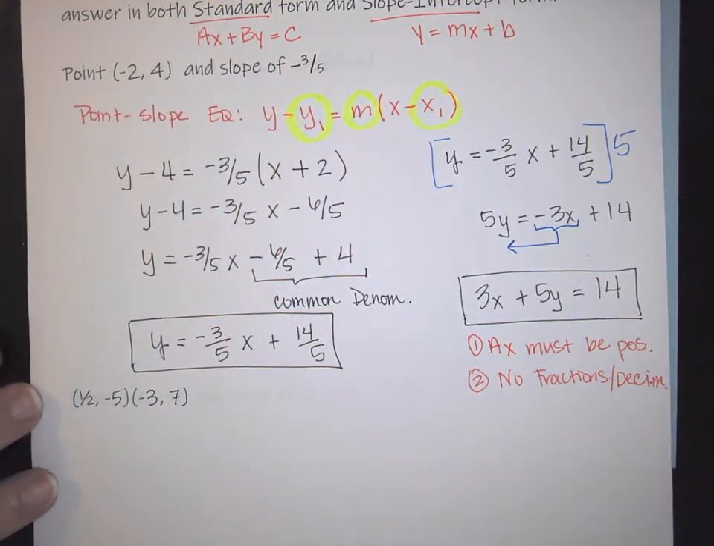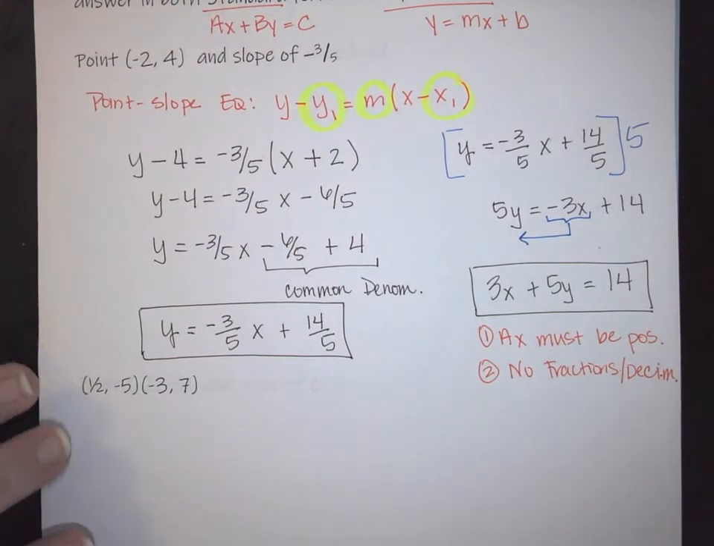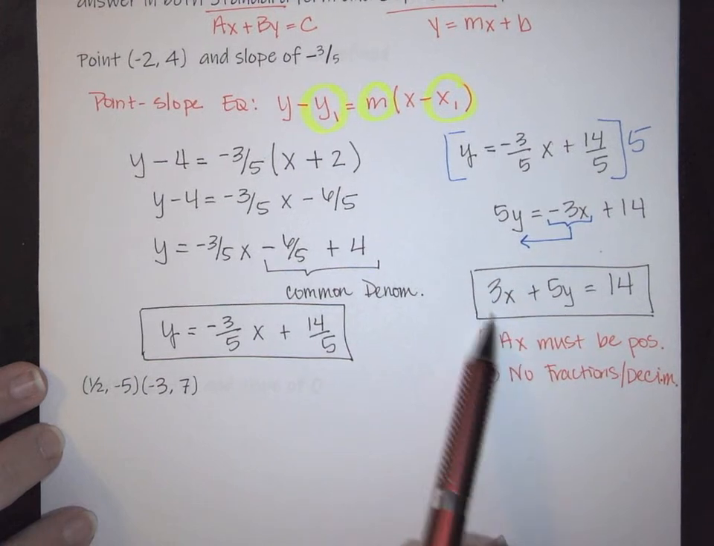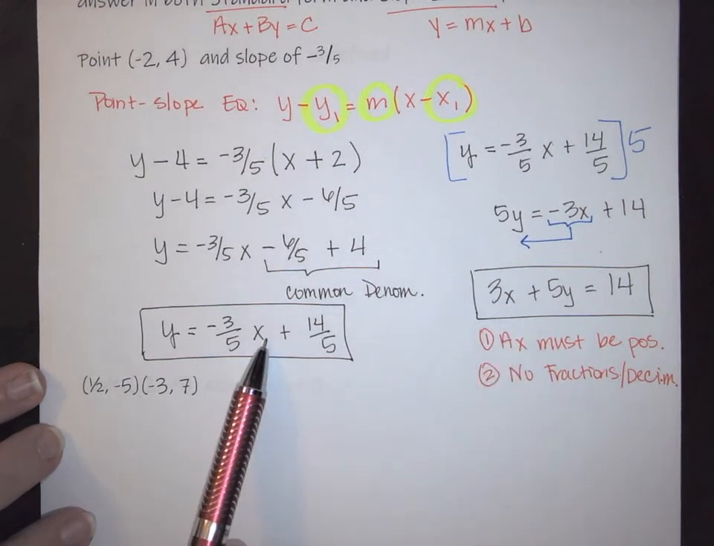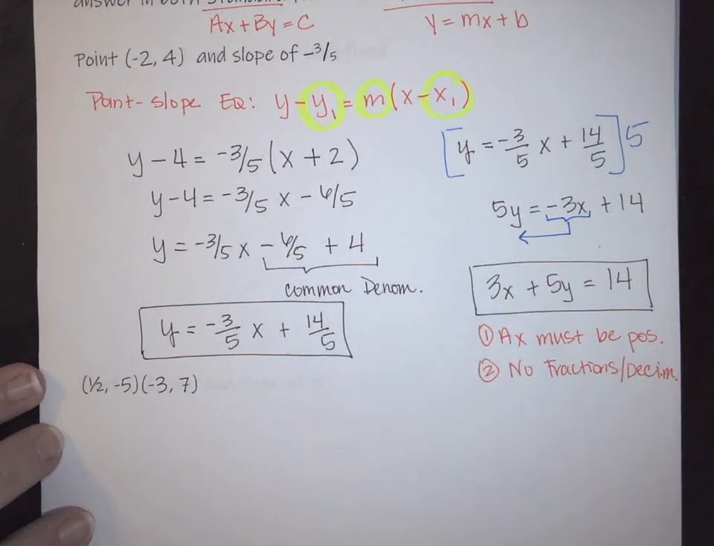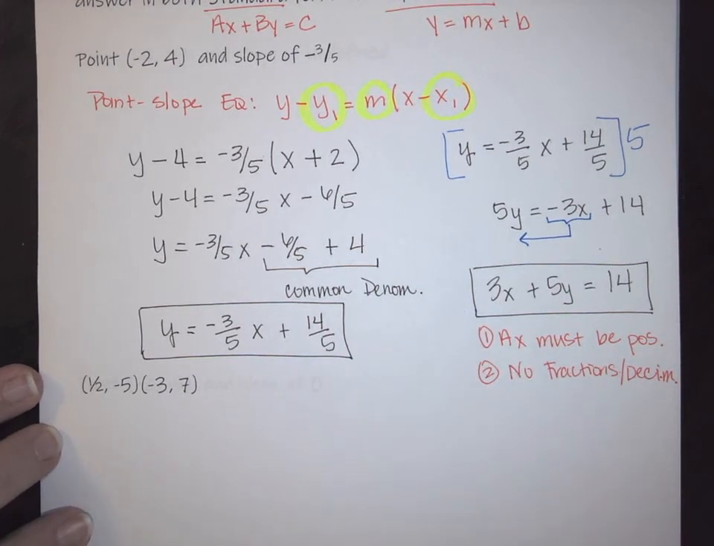Or decimals. Okay. So standard form deals with whole numbers, and that first term must be positive, whereas slope-intercept form can deal with the fractions. And so here we have our two answers, so we did what we needed to do.